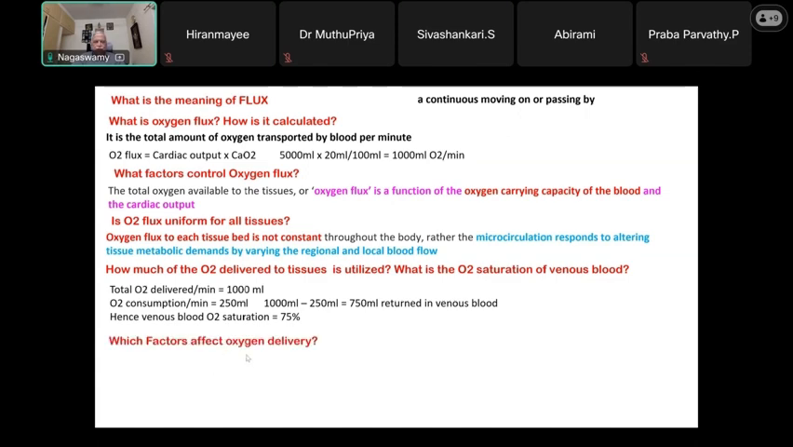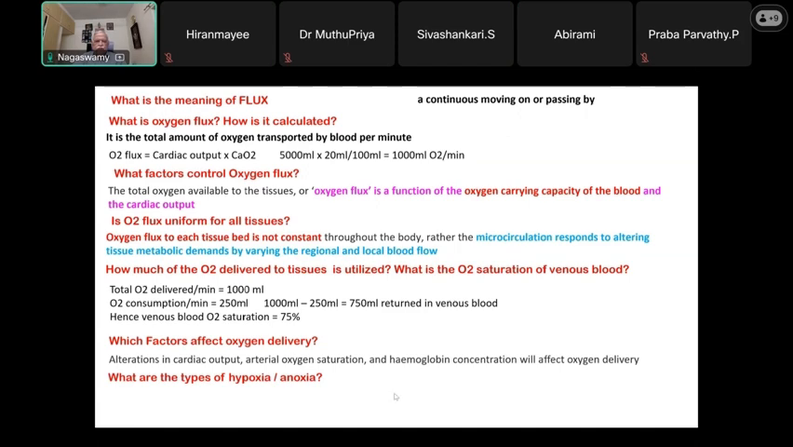What factors affect oxygen delivery to the tissues? Hemoglobin, oxygen saturation. Alteration in cardiac output, arterial oxygen saturation, hemoglobin concentration. All these three things. Saturation is also very important, because to calculate the oxygen content, you have to know the saturation, which has to be multiplied by the hemoglobin concentration, and of course the dissolved concentration is mainly by the partial pressure.